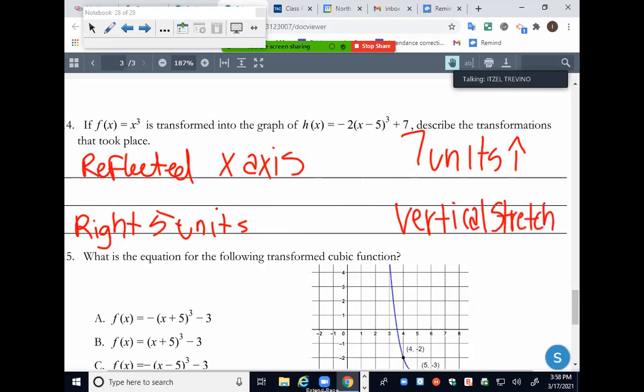Okay, vertical stretch by 2. So those are all our transformations. I know we didn't go over it, but I think we've gone over transformations enough to know what they are. So for the most part, we'll answer like that.